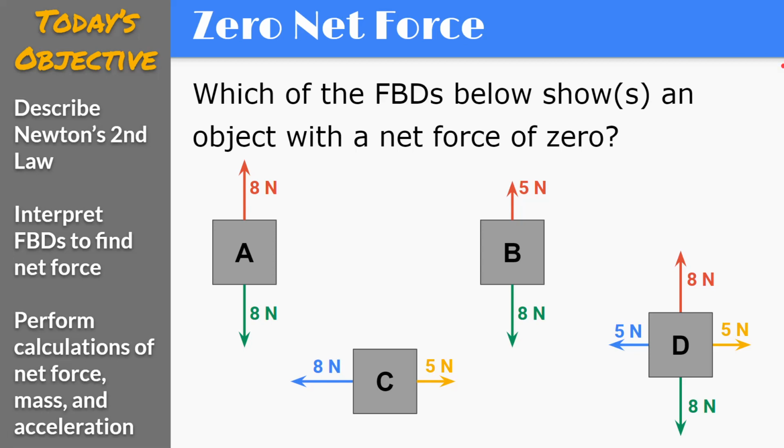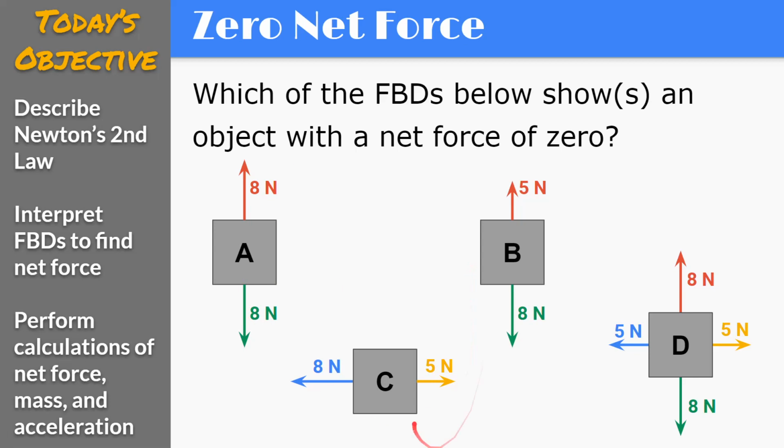Now for D, I told you have to examine vertical and horizontal separately. So vertically I have 8 and negative 8. Horizontally I have 5 and negative 5. It doesn't matter that they're not all the same as each other. I'm just looking at horizontal, 5, 5. Vertical, 8, 8. They don't have to be all the same number. But they do need to cancel out in order for my net force to be 0. And of course A you can see a little bit easier.